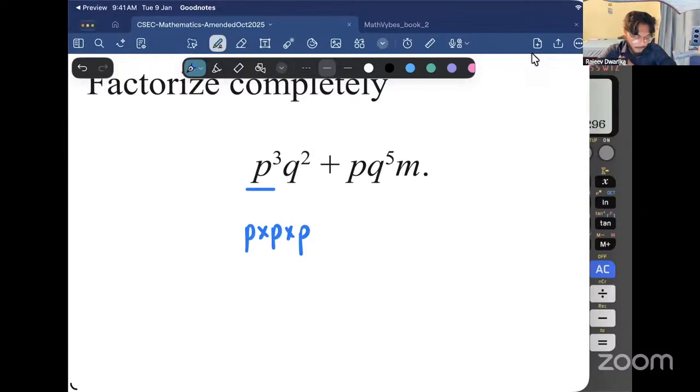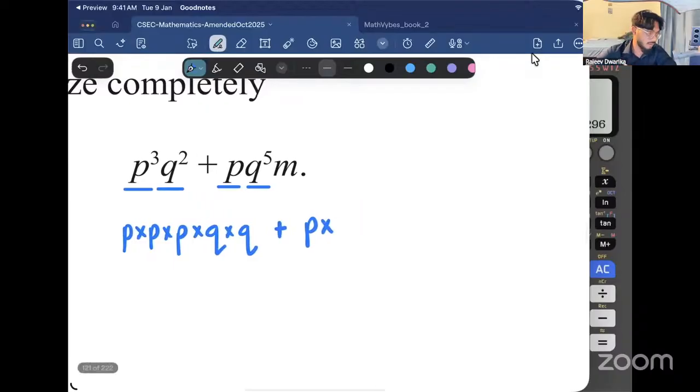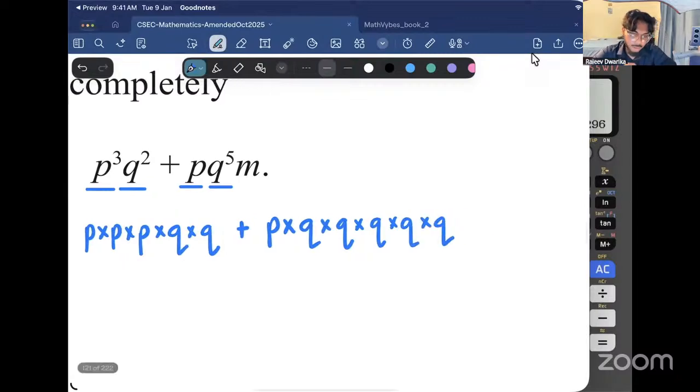And we're multiplying that by Q squared. Now Q squared is what by what? Q by Q. Good. Now we're gonna add P. That's just 1P, right? Multiplied by Q to the power 5. What do you think Q to the power 5 means? Q by itself 5 times. Right. Just make sure I could count 5, right?